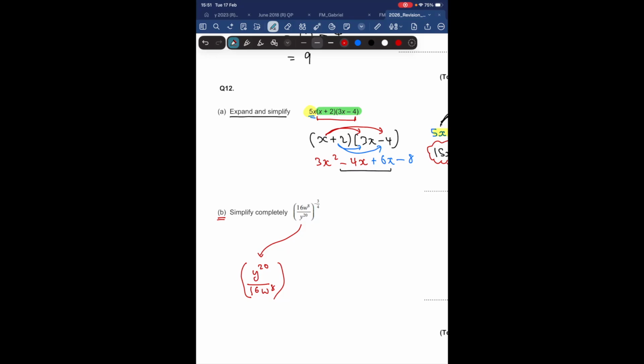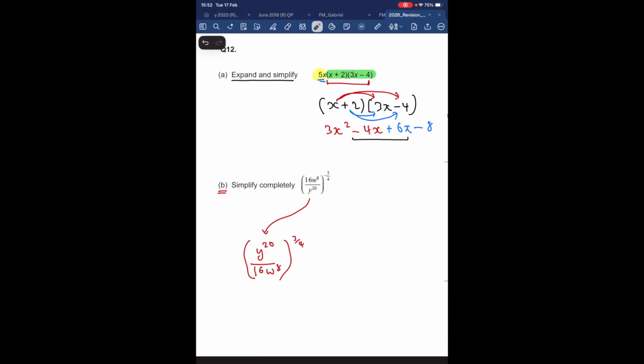We're going to take that negative power and make it into a positive power. So what the negative power does is it flips everything in the bracket. It flips the fraction upside down. Now we can basically do the top and the bottom separately when we want to simplify this term.